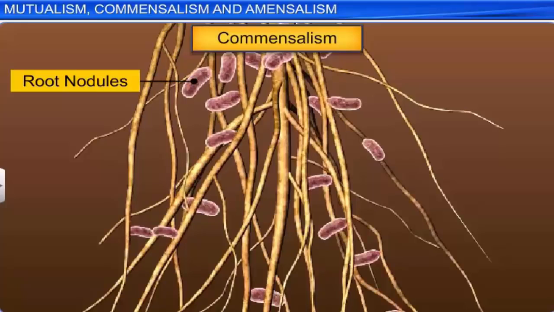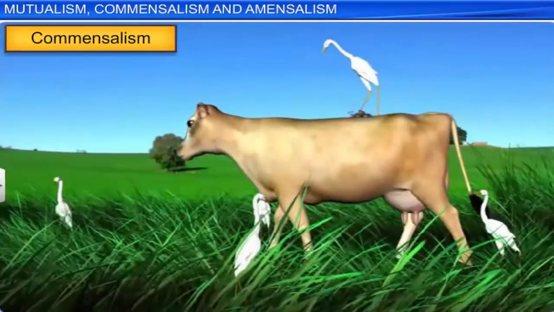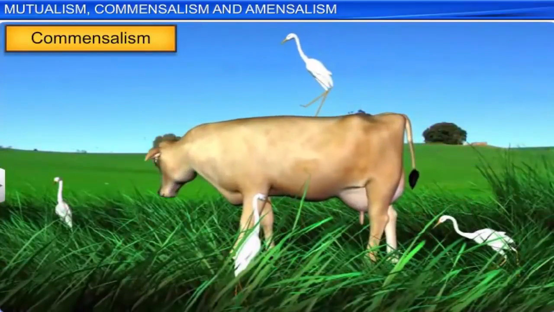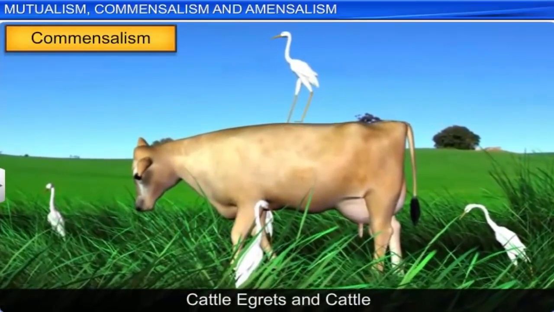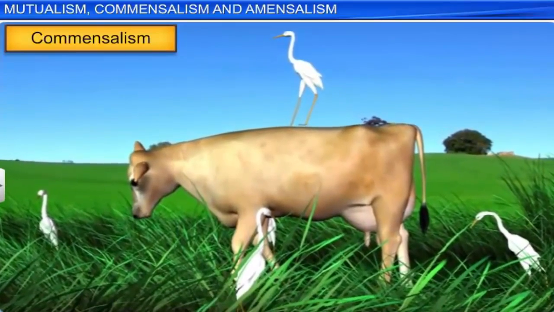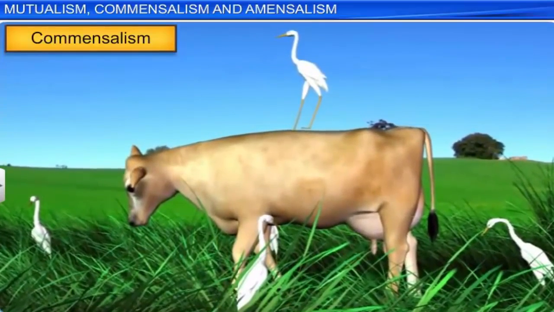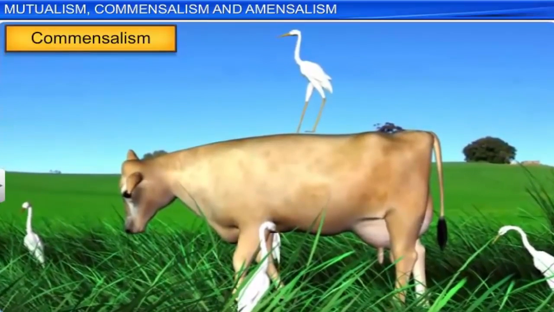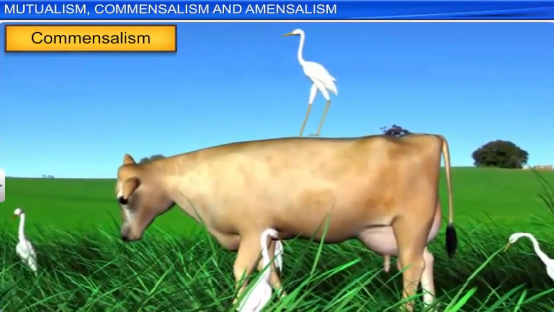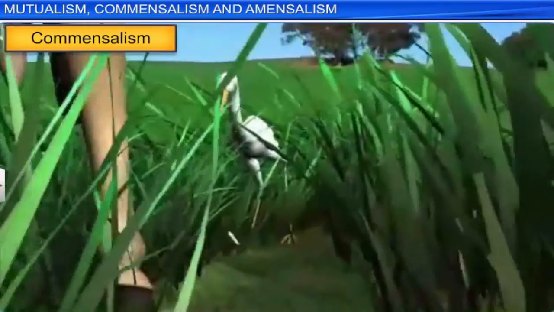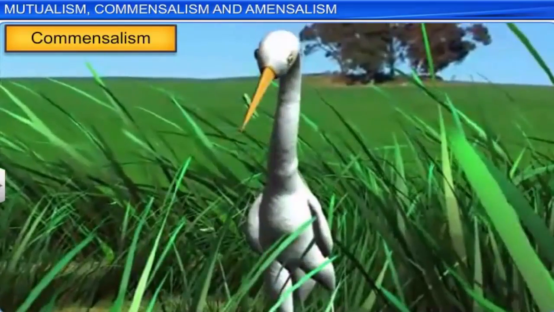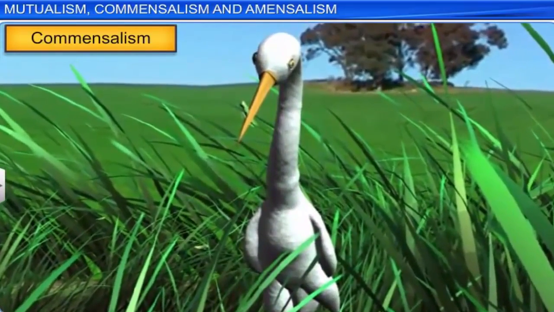Among animals, commensalism can be seen between cattle egrets and cattle. Have you ever wondered why these two organisms are found in close association in fields? This is because while grazing, the cow stirs up insects hidden in the vegetation, which are otherwise difficult for the egrets to locate.